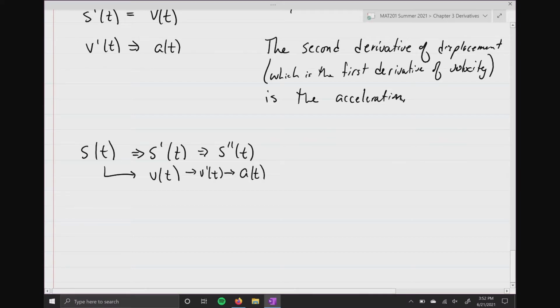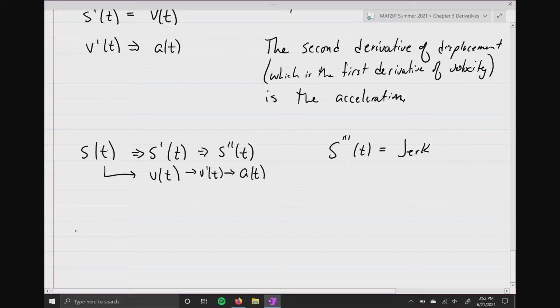The fourth derivative of displacement, and how we write that is... Is it the fourth? No, I'm sorry. I think it's the third. Yeah. Triple prime. It's called a jerk. It tells you how fast the acceleration is changing and in what direction.